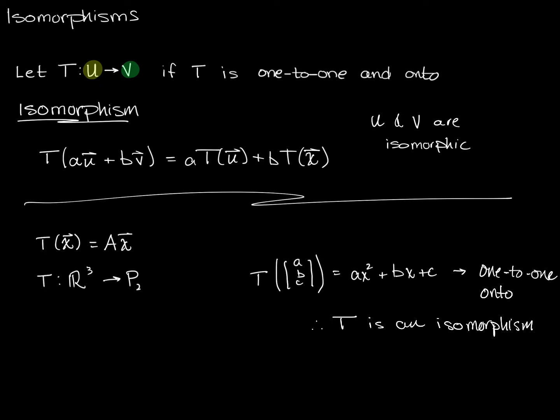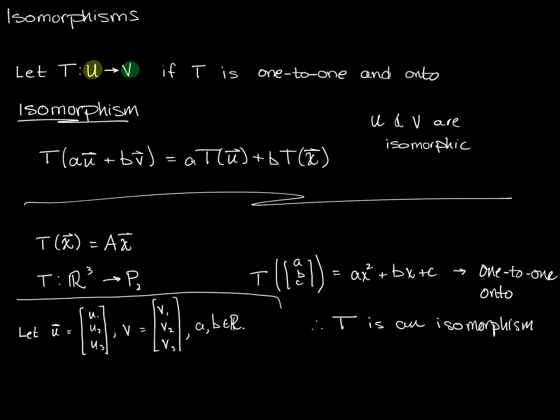If one of those conditions is not met, then T is not an isomorphism. They both have to be true. All right, so now that we've established that T is an isomorphism, that R3 and P2 are isomorphic to one another, let's observe this other property that happens to fall out when we know that to be the case.